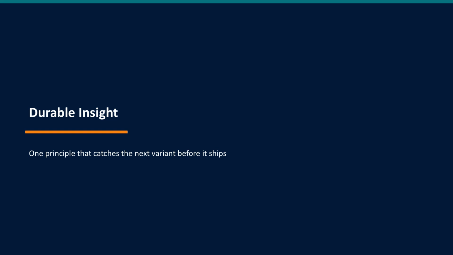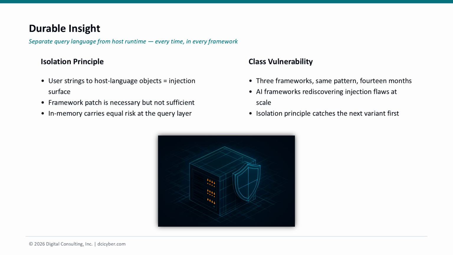If you only remember one thing from this analysis, make it this. On the left, the isolation principle. Any interface that maps user-supplied strings to host language object access is an injection surface, regardless of how the API documentation labels it. A filter expression in a vector store is functionally equivalent to a query string passed to an interpreter. Patching the framework fixes the framework's threat model. It does not fix your application's threat model. Application code that constructs filter expressions from untrusted inputs may reintroduce the pattern independently.